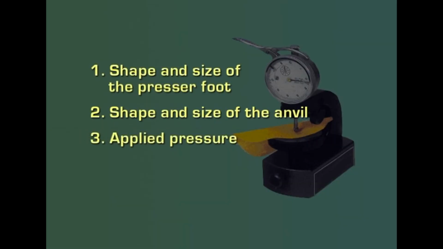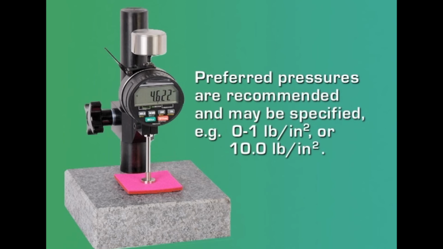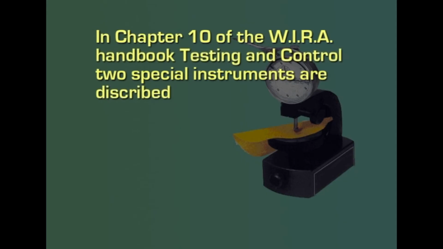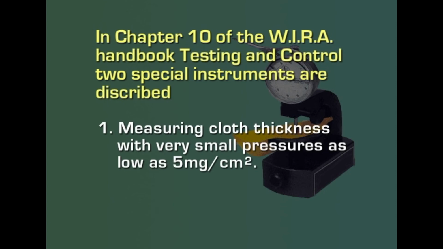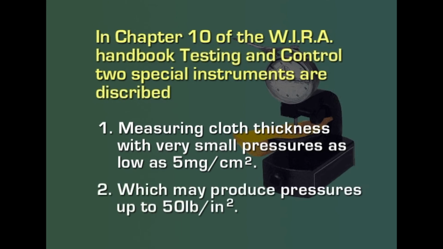Then the pressure being applied. Preferred pressures are recommended and may be specified, for example, 0.1 lb per square inch or 10 lb per square inch. Suitable weight may be added to the pressure foot to obtain these pressures. So, in chapter 10 of the Shirley handbook of testing and control, 2 special instruments are described, one for measuring cloth thickness with very small pressures as low as 5 milligrams per square centimeter, and a second which may produce pressures up to 50 pounds per square inch.